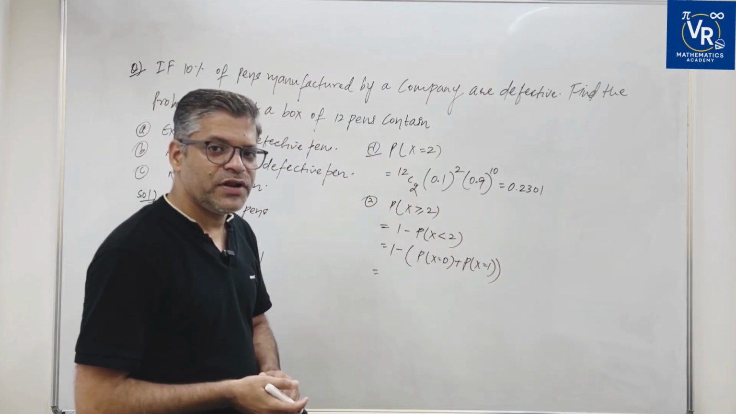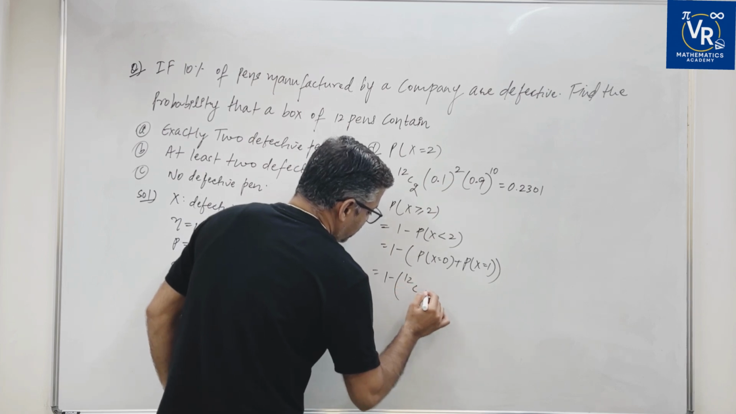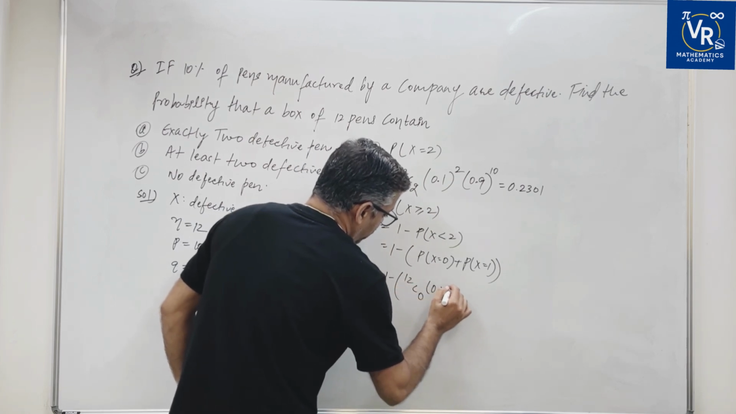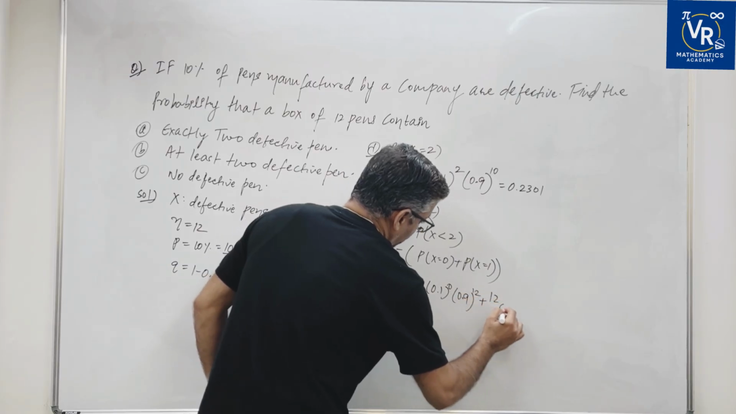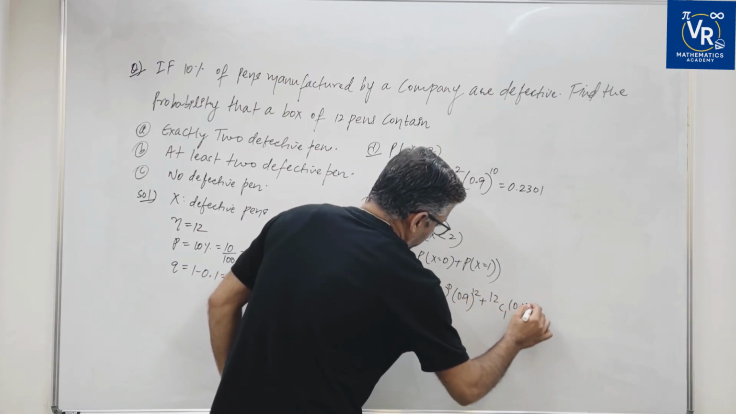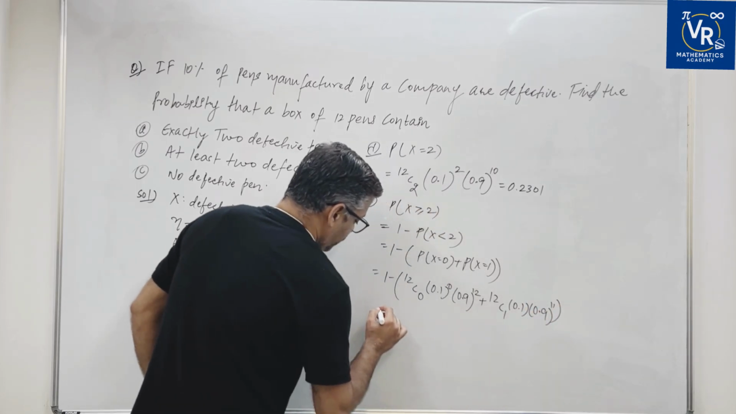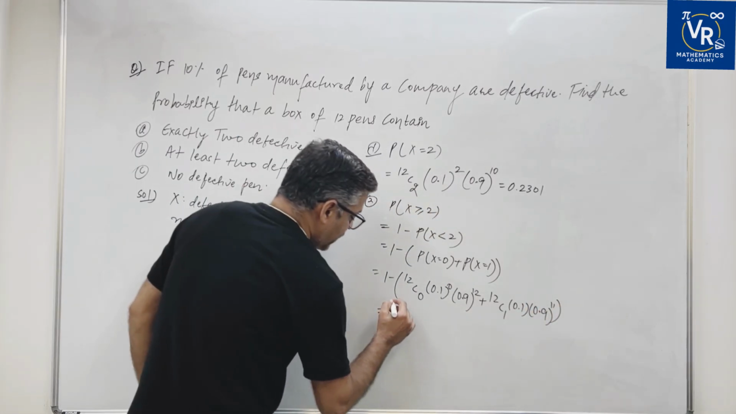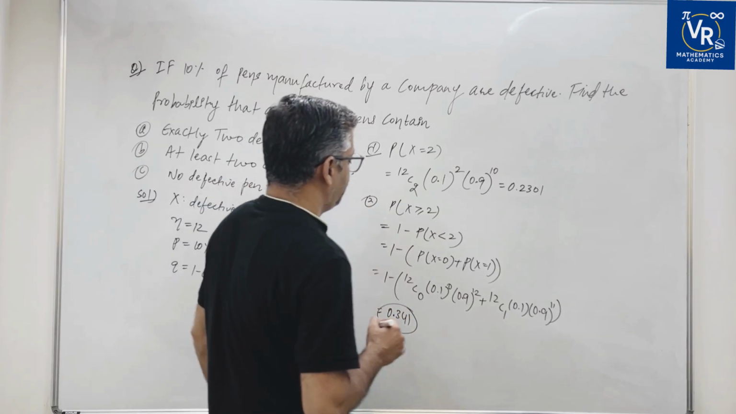Using binomial distribution, we will write down the value. So it will be 1 minus 12C0 times 0.1 raised to the power 0 times 0.9 raised to the power 12, plus 12C1 times 0.1 raised to the power 1 times 0.9 raised to the power 11. Using a scientific calculator, the answer will be 0.341.